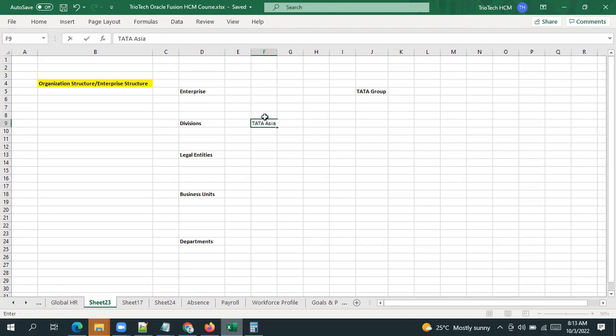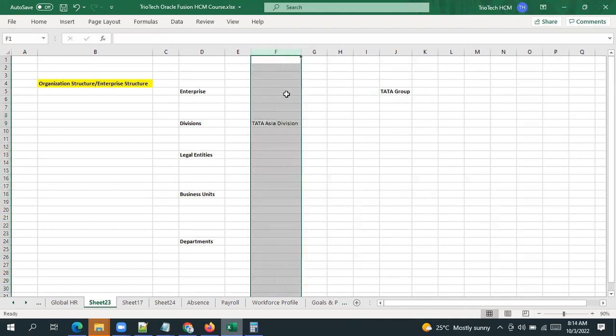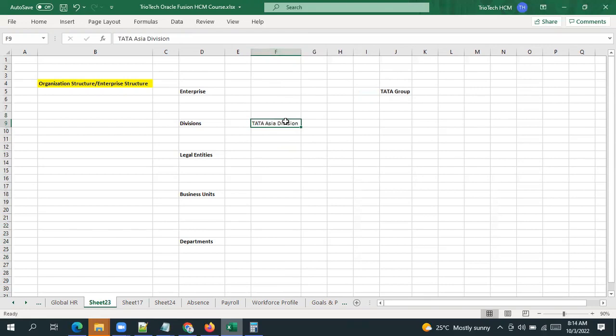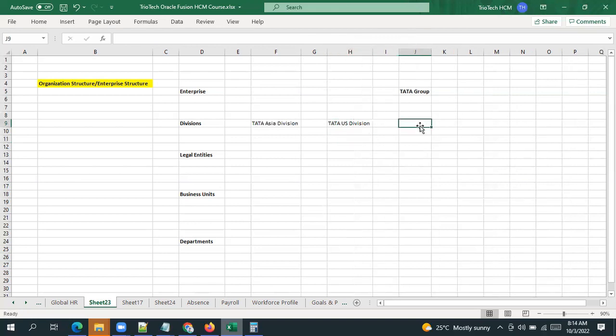So I'm giving a Tata Asia division. Okay, example I'm giving like this, team. In real time, whatever naming conventions your client requires in their business, you have to use that. So I'm giving like Tata Asia division, Tata US division. And then let's say my client has operations in Europe also. So Tata Europe division, let's say.